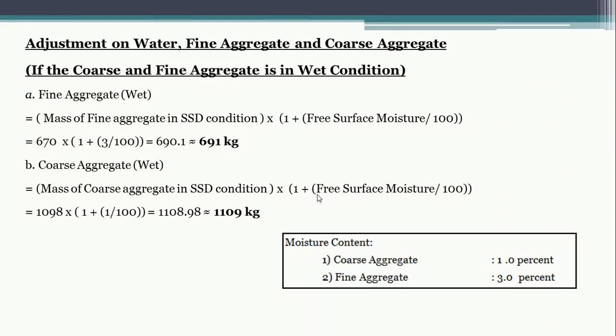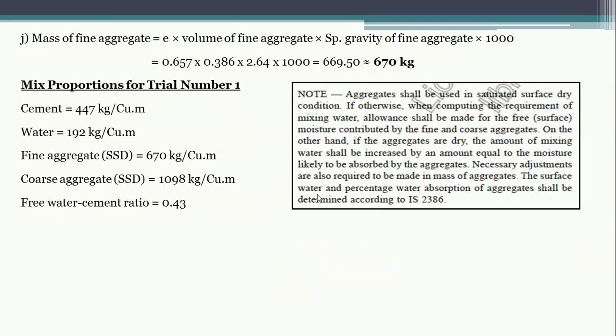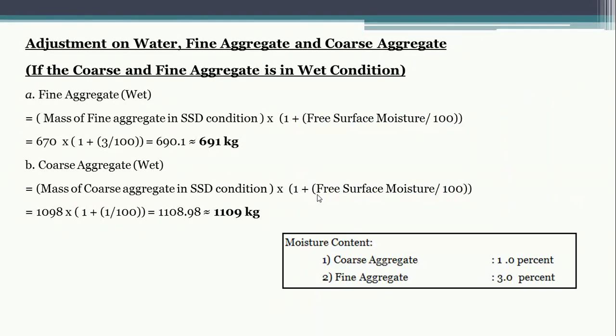And coarse aggregate is also in the wet condition. So mass of coarse aggregate in SSD condition we calculated is 1098, into 1 plus 1 by 100, where 1 is the free surface moisture for the coarse aggregate. If you calculate you will get 1108.98 kg, which I have approximated to 1109 kg. Now if you see the values between SSD condition and wet condition, fine aggregate in SSD was 670, now in wet condition it is 691, and for coarse aggregate in SSD it is 1098, but in wet condition it is 1109 kg.